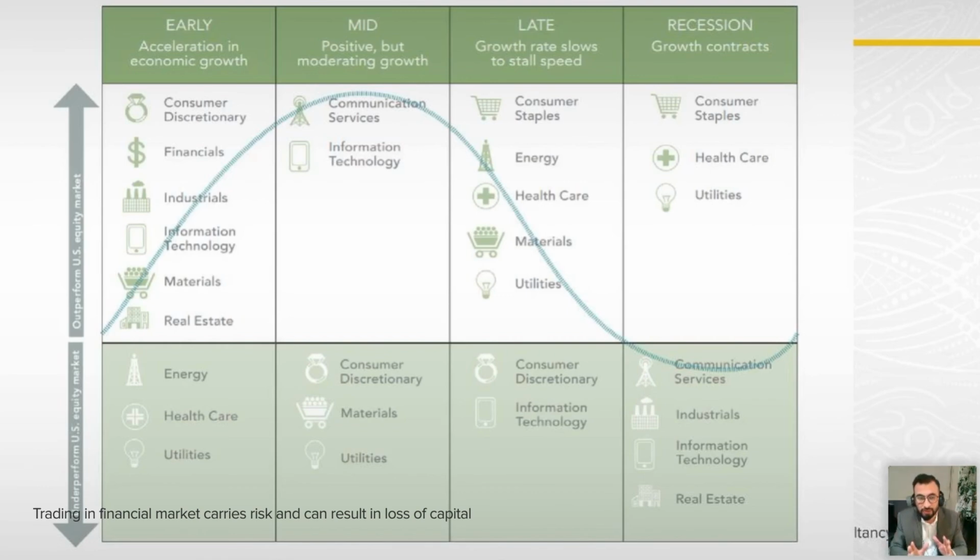Again, I'm giving you a good diversification strategy. Sectors which you should avoid: energy sector, healthcare, utilities are the ones which may not perform too much as compared to the sectors like consumer discretionary and financials and industrials and IT.